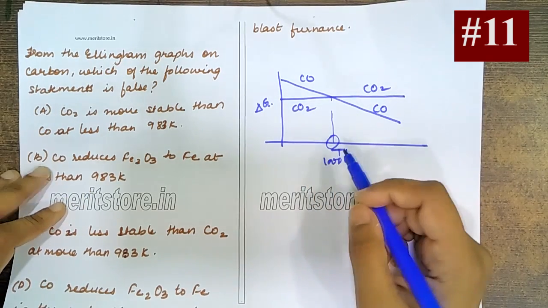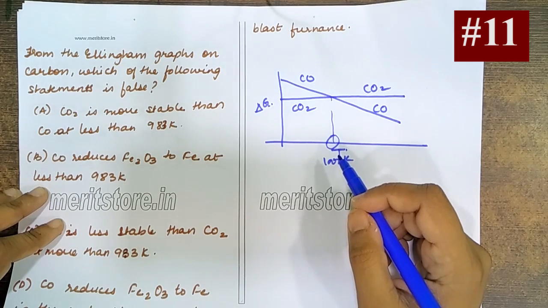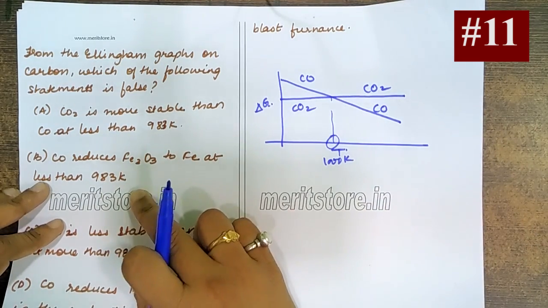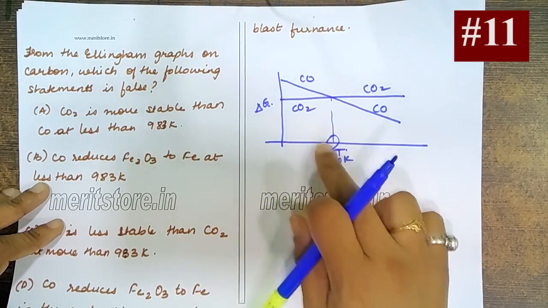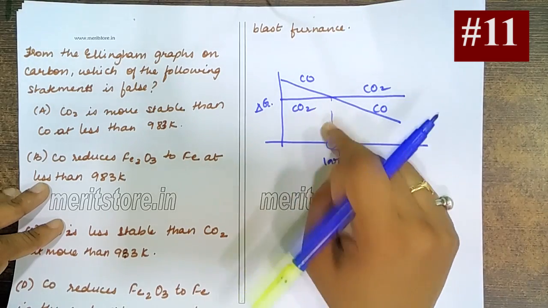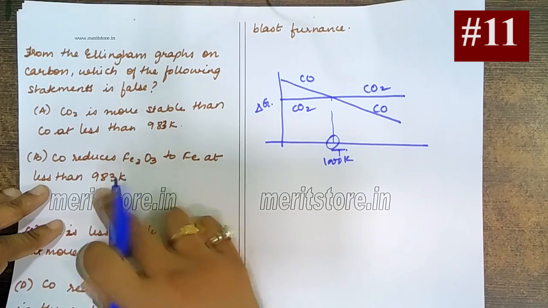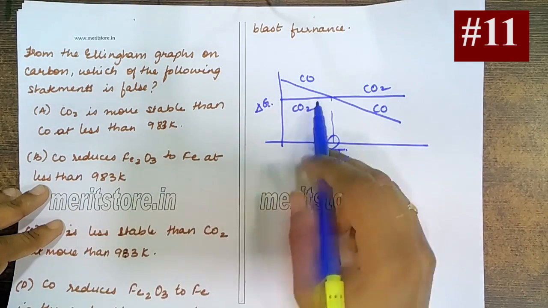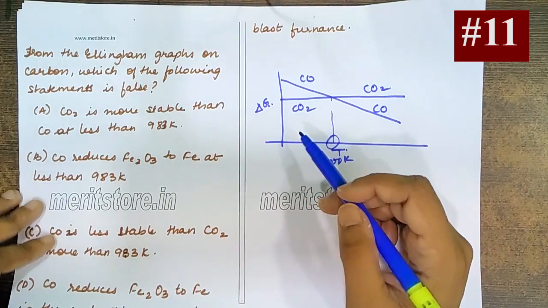CO reduces Fe2O3 to Fe at less than 983 Kelvin. This is absolutely right, because as the temperature increases, the delta G value of CO is becoming more stable. So as you increase the temperature, definitely carbon monoxide can be used as a reducing agent at the lower temperature. So this will reduce the Fe2O3 to Fe.